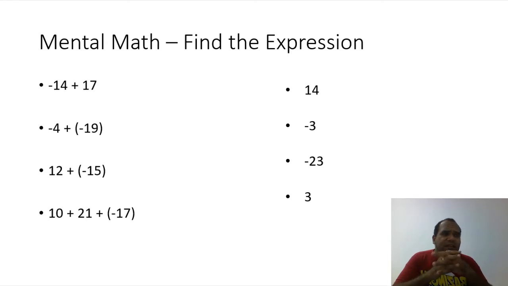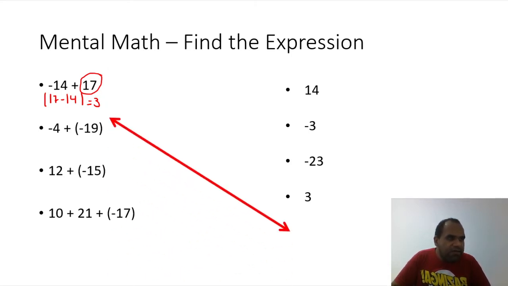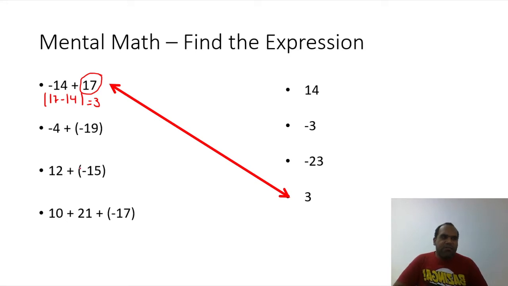Let's solve this. The first one, negative 14 plus 17. Different signs. What do I do, guys? We subtract and keep the sign of the biggest, who's farther from 0. Let's rewrite this as 17 minus 14. 17 minus 14 is 3. And the sign is positive, because the number farthest from 0 is 17, the biggest absolute value, as you can see here. It's the correct result.